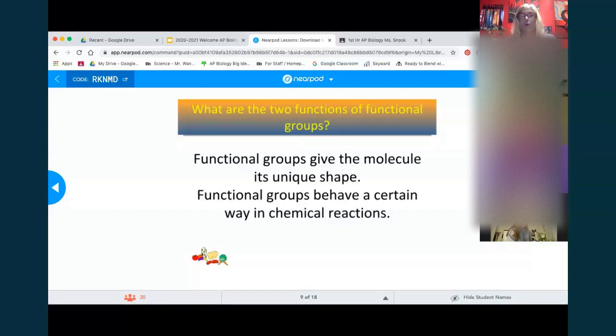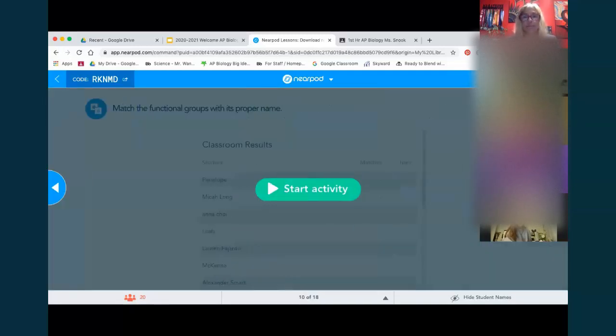But functional groups give molecules their unique shape. And remember, the whole year, we're going to concentrate on the theme that structure determines function. So the functional groups give it its shape and therefore give it its functionality. When we say functionality, I'm referring to what kind of chemical reactions they can undergo, or how they can be used in living organisms.